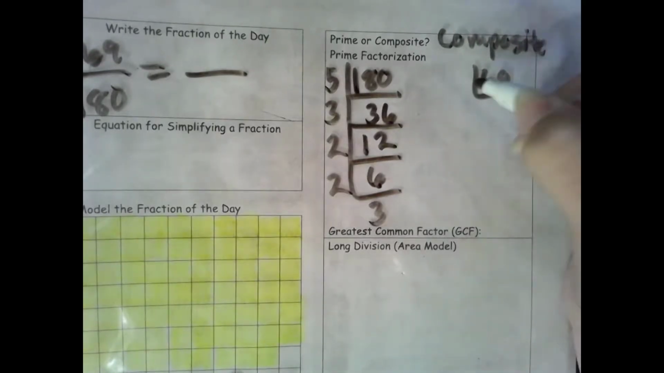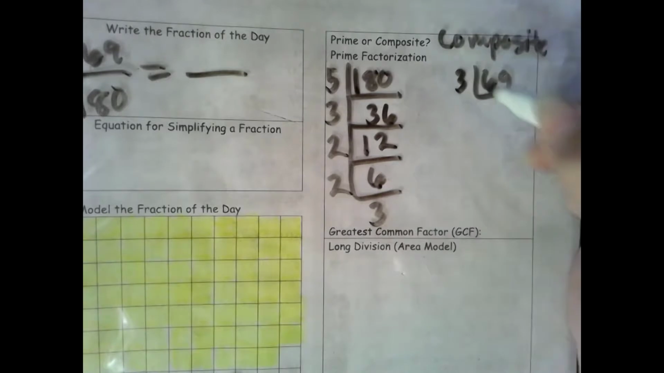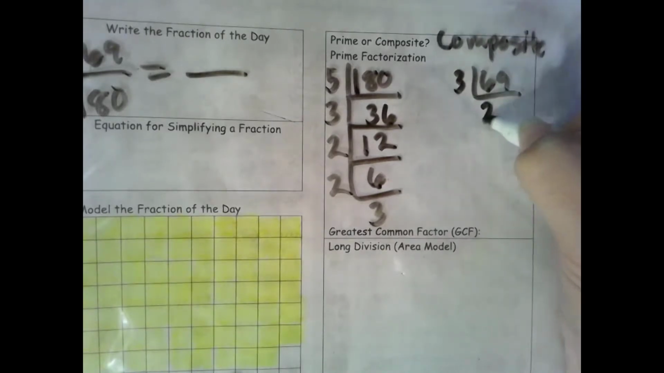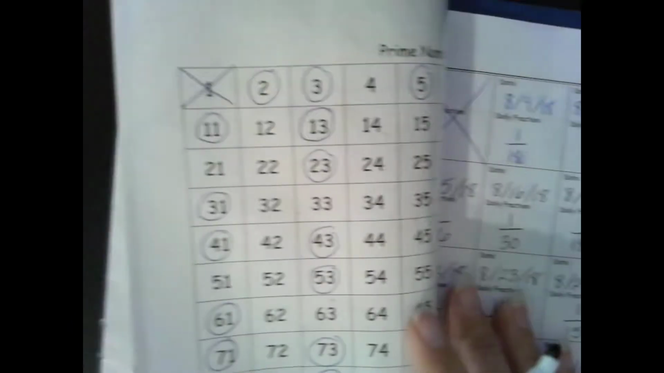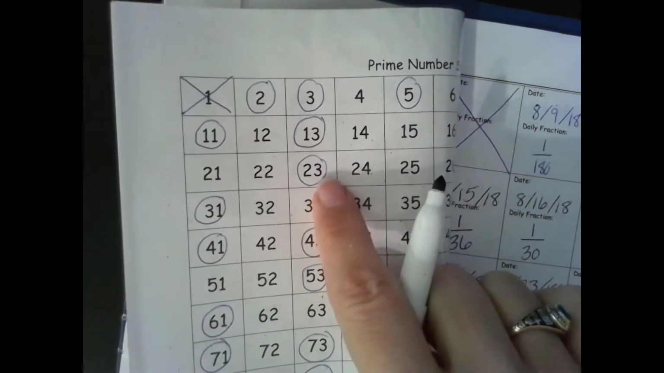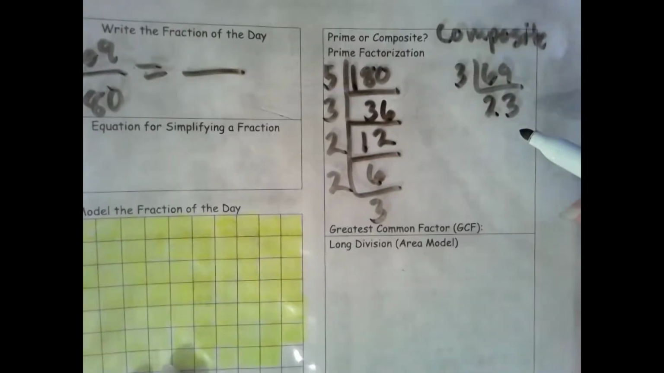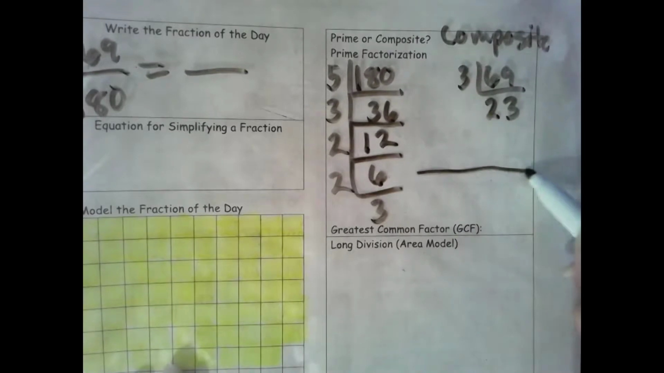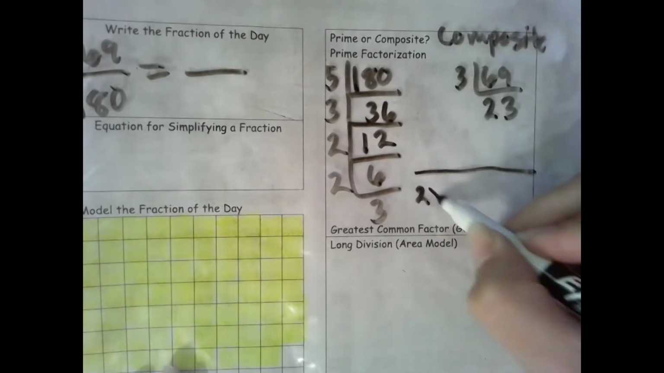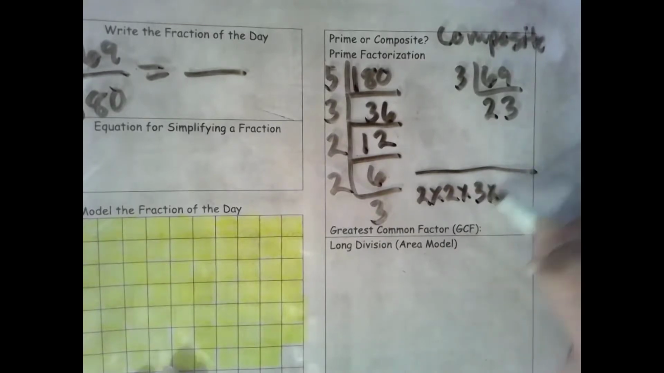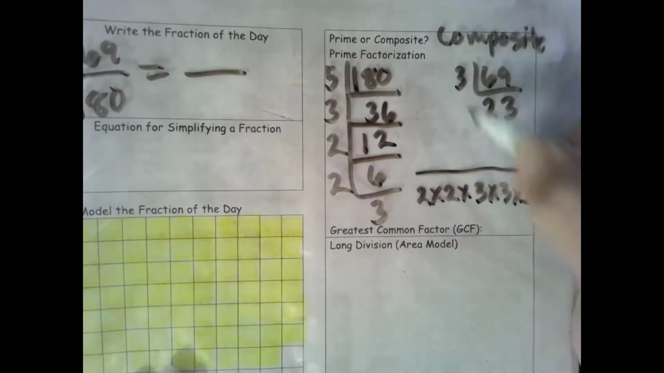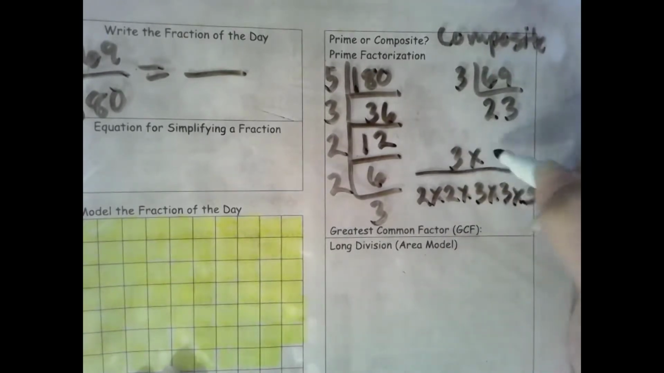69, I said I could divide by 3. I can get 20 groups of 3 out of 60 and 3 groups of 3 out of 9. And 23 is actually prime. So we found our prime factor there, so we're done. Let's go ahead and list our prime factors from least to greatest: 2 times 2 times 3 times 3 times 5, and 3 times 23.